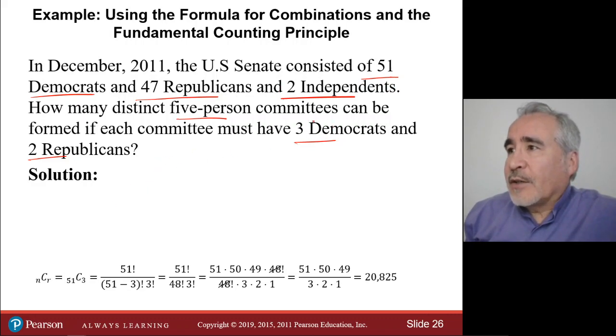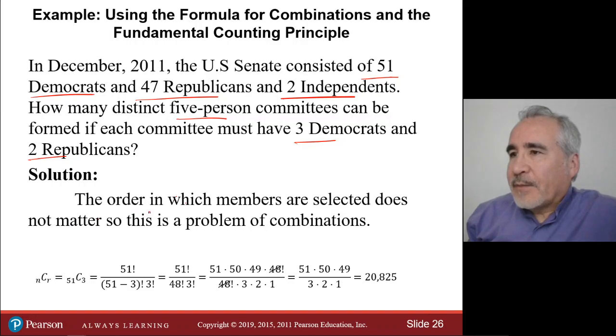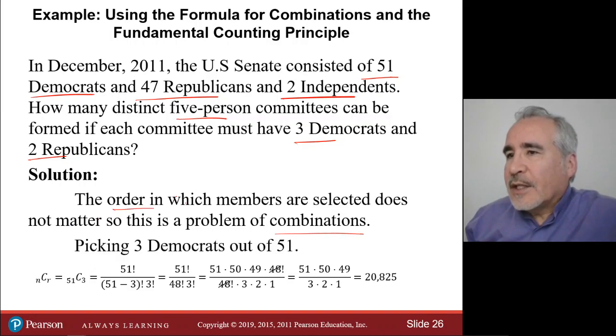So for this one, remember, these 3 Democrats are getting chosen from the Democratic group, which is 51. So we're going to get a combination. So the order doesn't matter, but it's a combination. So first thing we have to do, well, not necessarily first, but we'll do it first, is 3 Democrats out of 51. So out of 51, we're going to choose the 3 Democrats.